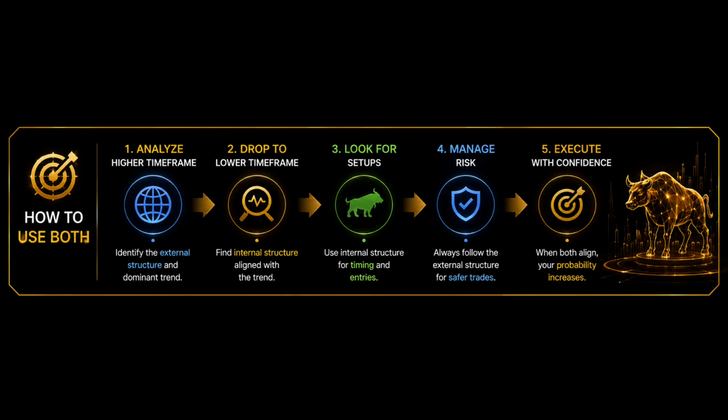Remember, institutions trade with the trend, not against it. When external and internal structure work together, your entries become more precise, your risk improves, and your probability of success increases significantly. External structure gives you the destination. Internal structure gives you the path. Master both, and you'll trade with institutional precision.